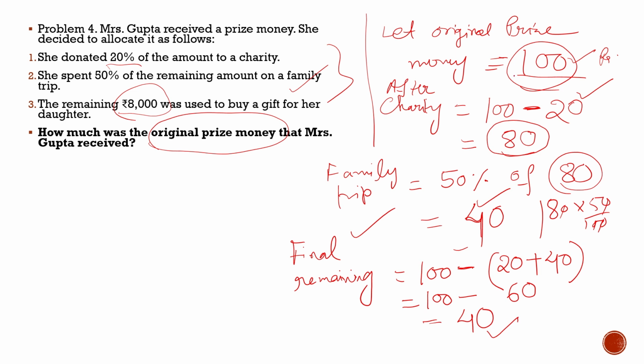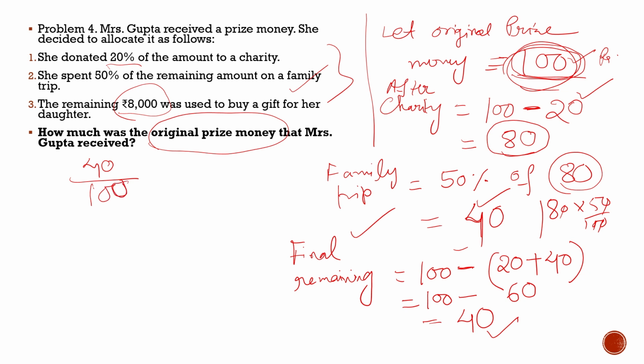When her prize money we have assumed 100, 40 is the remaining amount. So we will again apply, if you can recall, the proportion, the equality of two ratios, or the proportionality formula. We have solved a lot of problems using this technique. So 40 is the remaining amount when her prize money is 100.